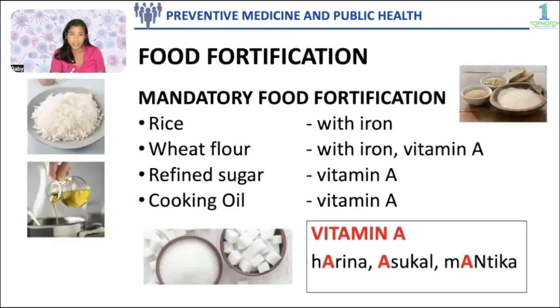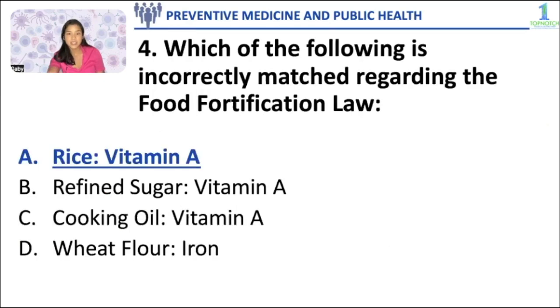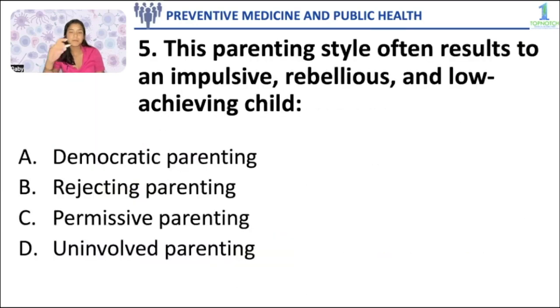So the food fortification, there are certain foods in the Philippines that should be fortified as a mandatory thing. So most of them are fortified with vitamin A. That's your wheat flour, your refined sugar, and your cooking oil. So that will remind you that vitamin A is associated with harina, asukal, mantika. Si rice naman is fortified not with vitamin A but with iron. Si wheat flour is also fortified with iron. So okay, so the answer is rice, vitamin A. It should be rice fortified with iron. Okay.